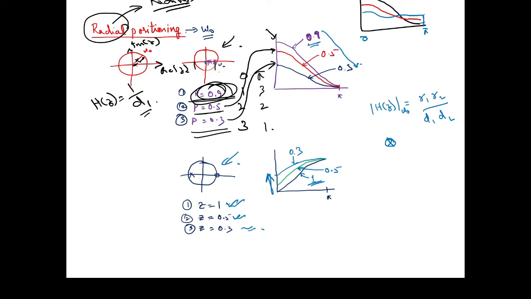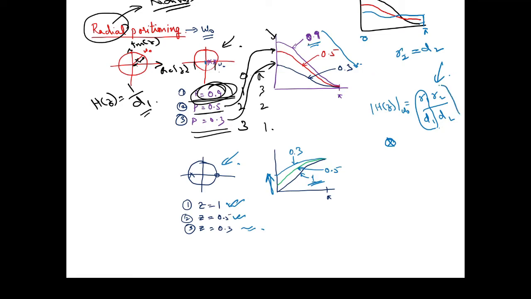Okay, so what happens over there? In that case, suppose we have R1 and R2. R1 is the radius of the first zero and D1 is the radius of the other pole, then R2 and D2 are another set of zeros and poles. Okay, so in this case, when we place the zero over a pole or a pole over a zero, this R2 is equal to D2, because the location is the same.